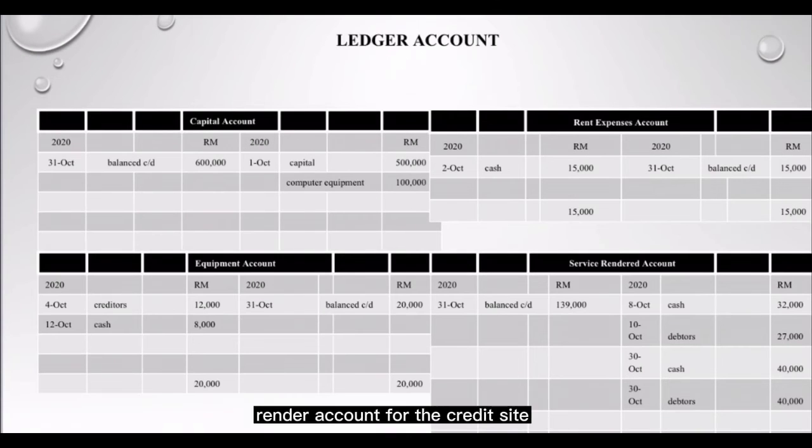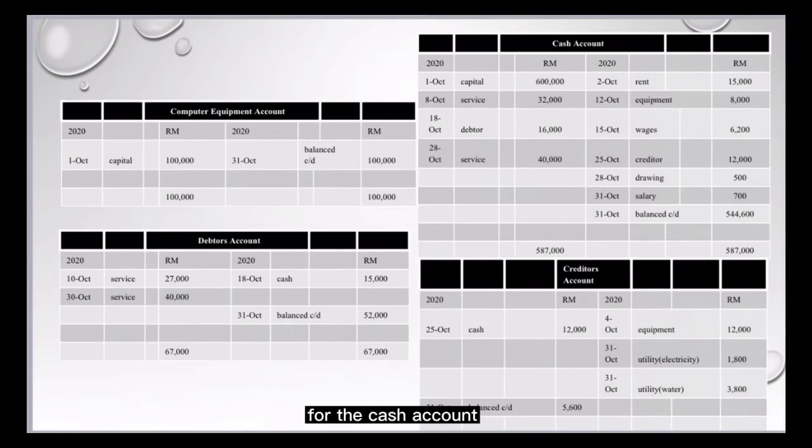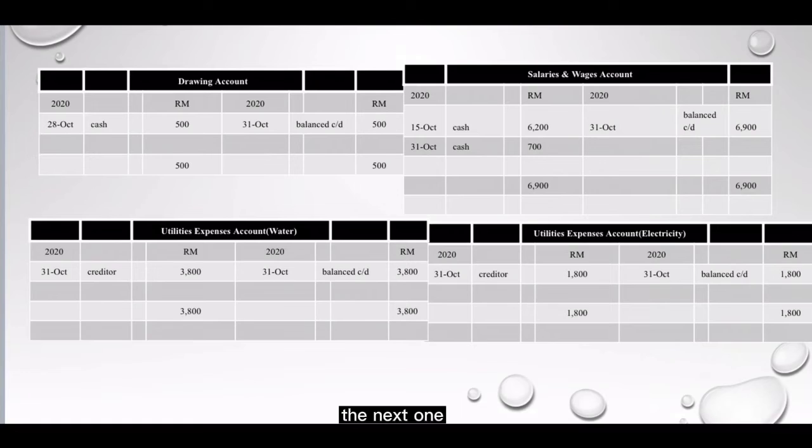For service rendered account, for the credit side 30 October cash 40,000 and debtors 40,000. For the debit side 31st October balance CD 139,000. For the cash account, the debit side is 30 October service rendered 40,000. The next date is 31st October 2020.